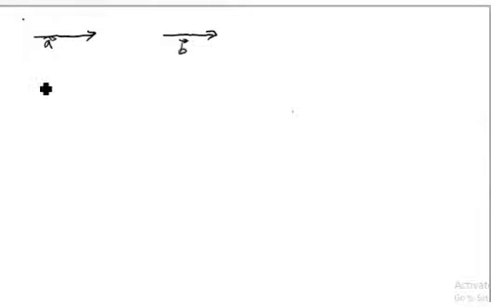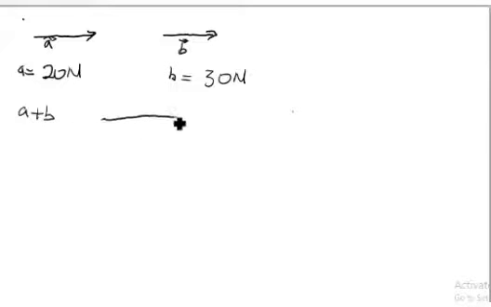Let's take for example that vector A gives you 20 Newton, and then vector B gives you 30 Newton. That vector A plus B is going to give you 20 plus 30, which gives you 50 Newton.